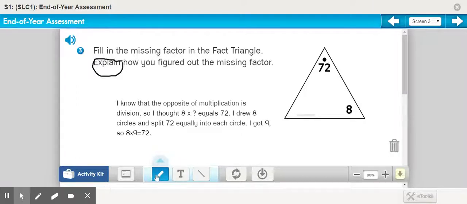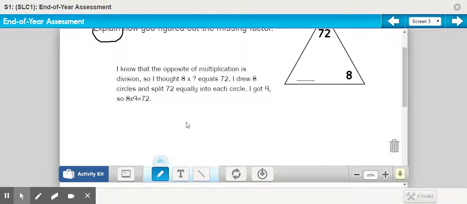And so for this one, I wrote, I know that the opposite of multiplication is division. So I thought 8 times blank equals 72. I drew 8 circles and split 72 equally into each circle. I got 9, so 8 times 9 equals 72.